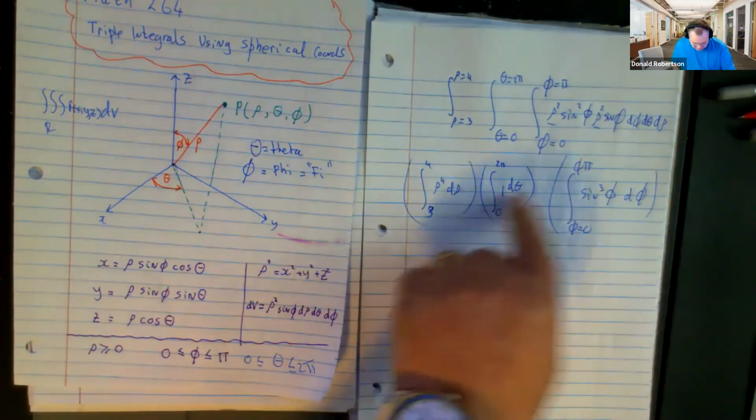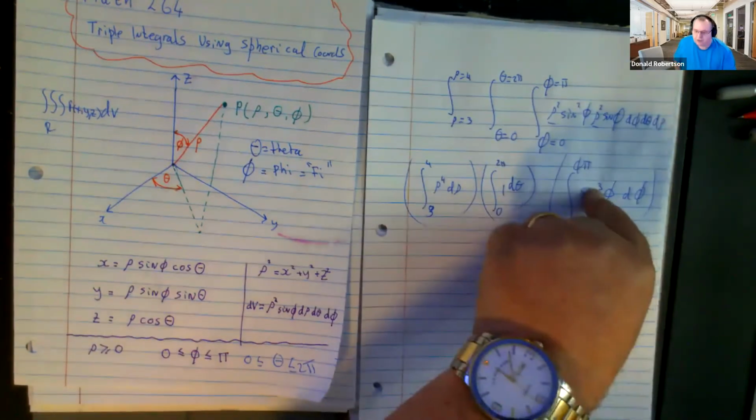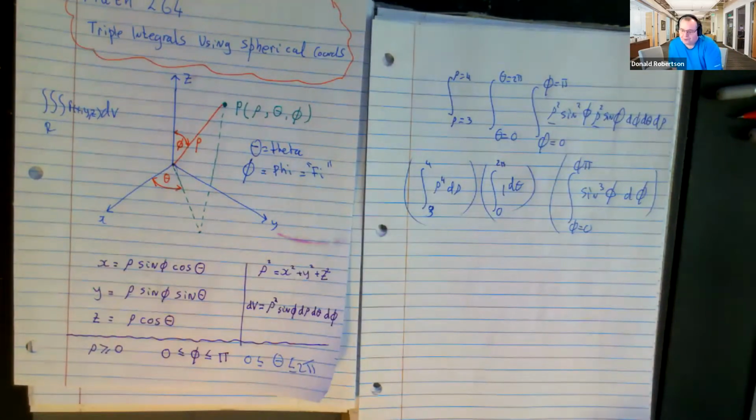Easy, easy. How am I going to integrate sine cubed? You know you're going to get trig in these questions, right? Spherical coordinates, you can't really avoid them most of the time. So how am I going to integrate sine cubed? What method?